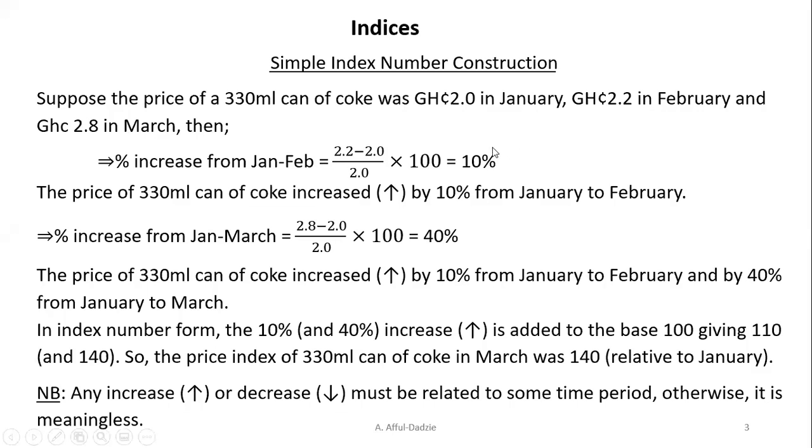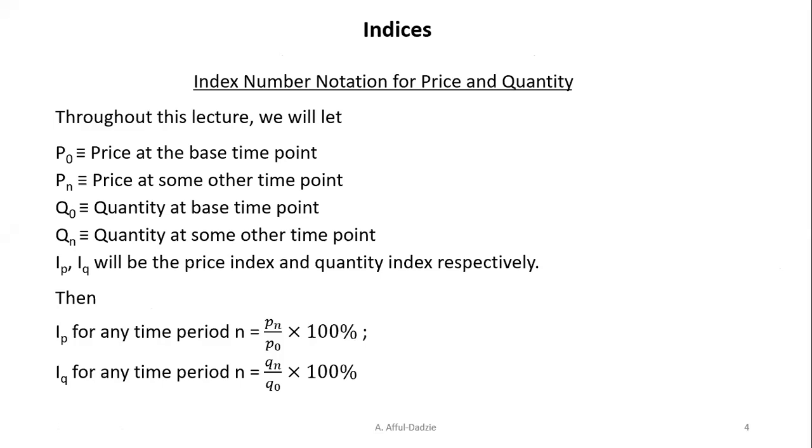So let's have some notations for these things. When we have P0, P0 represents the price at the base time point. Like I gave, if you are comparing the price of something in January and October, then the price at January is the P0, okay? And then the current price in October, we will call it Pn, okay? So Pn is the price at some other time point, which we don't know. Any other time point other than the base time point will be represented with Pn.